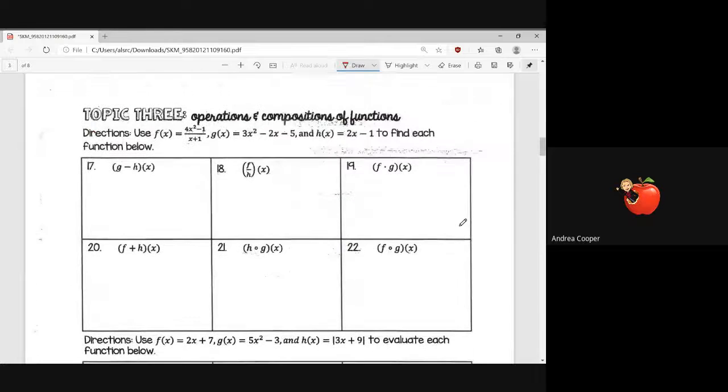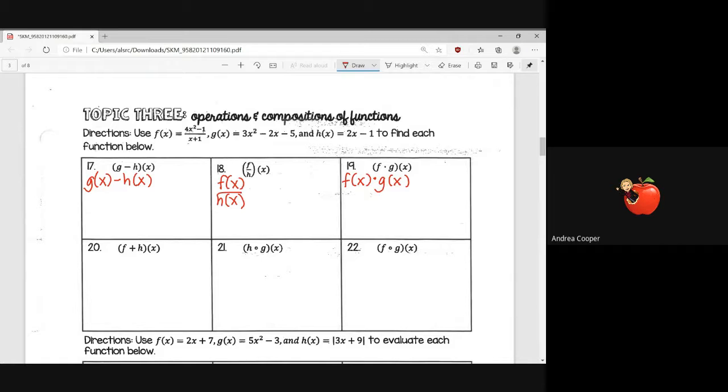Topic 3, operations and compositions of functions. So g minus h of x, all that means is you take g and subtract h. When you divide, it's the same thing: f of x divided by h of x. When you multiply, do not confuse multiplication with composition.